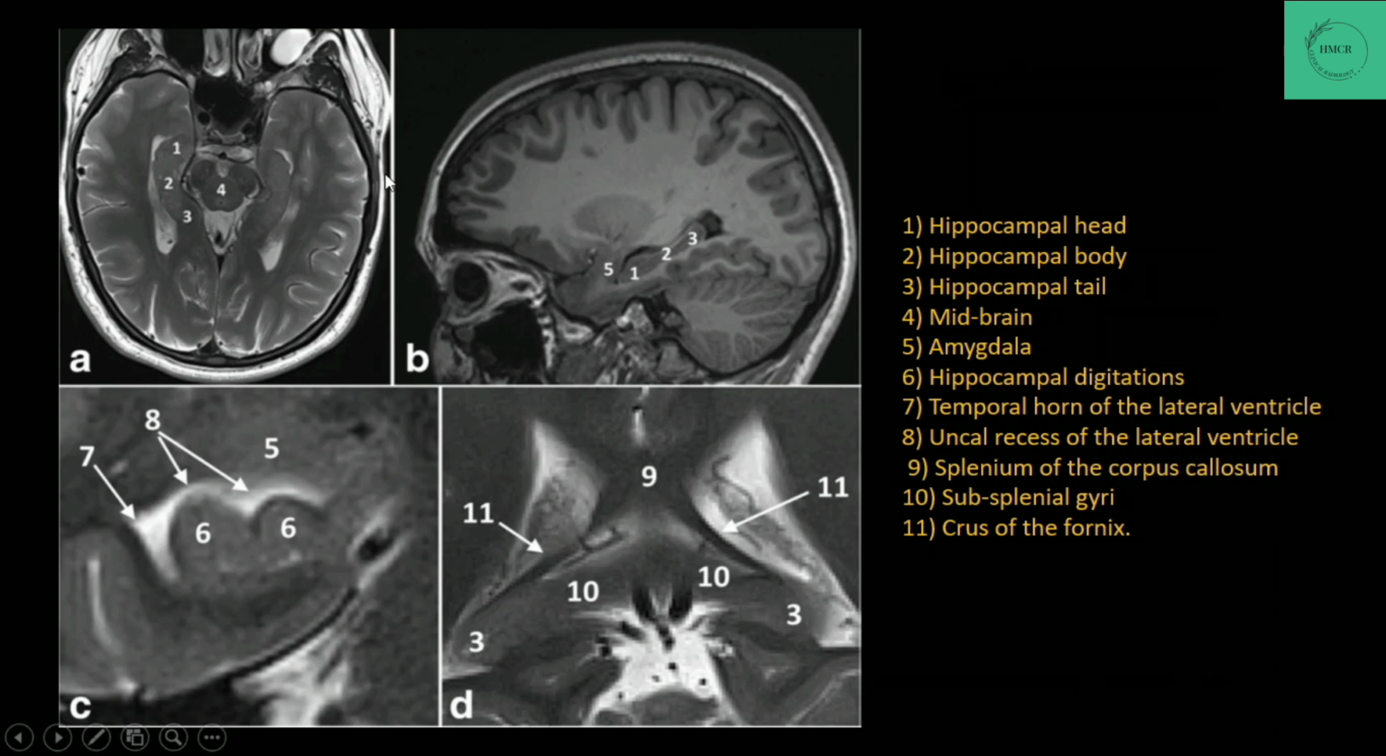Let's have a look at the MRI appearances. This is the axial T2-weighted image. This is the sagittal T1-weighted image, and these are the zoomed images from the coronal T2-weighted images.